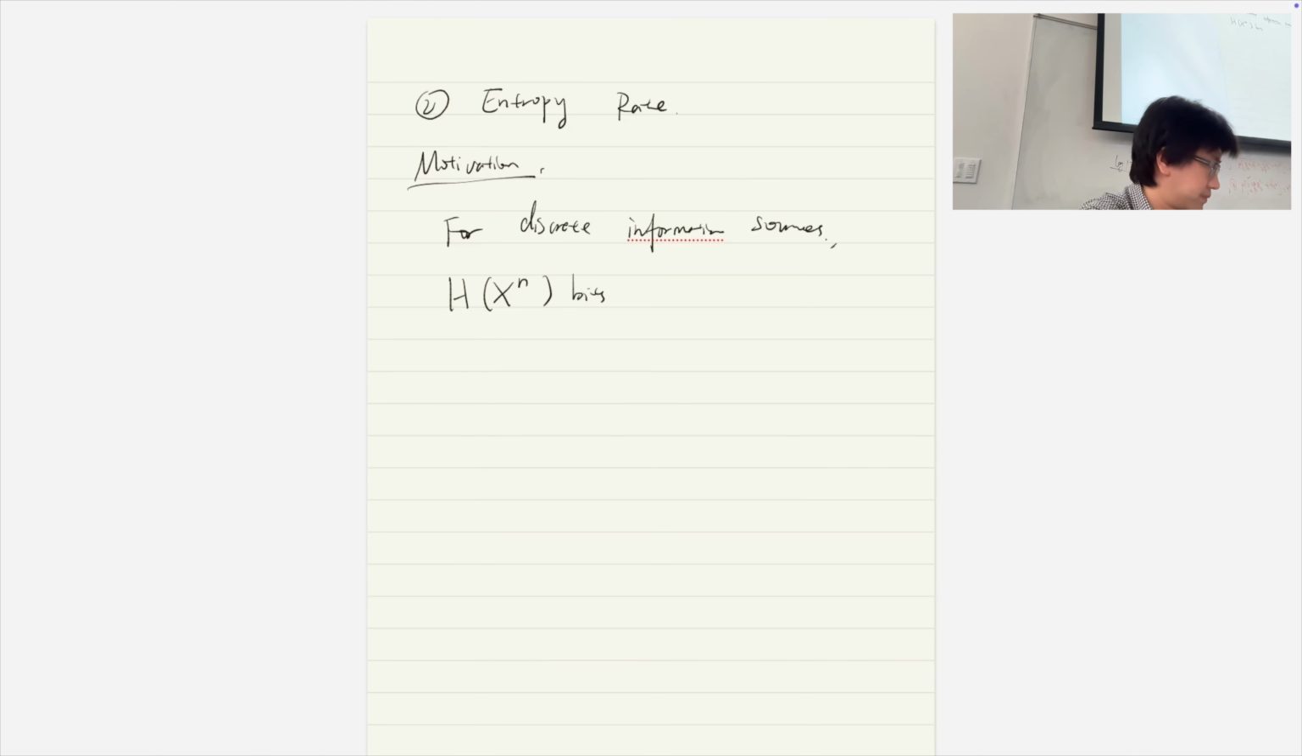So H(X^n) bits of information is needed for the decoder to recover X^n.